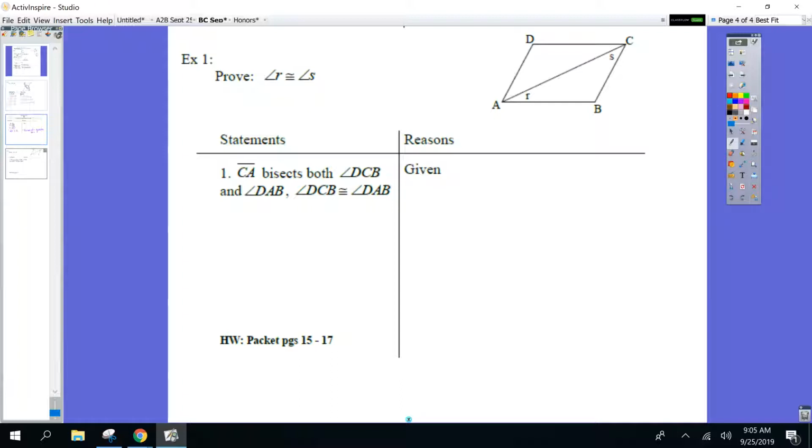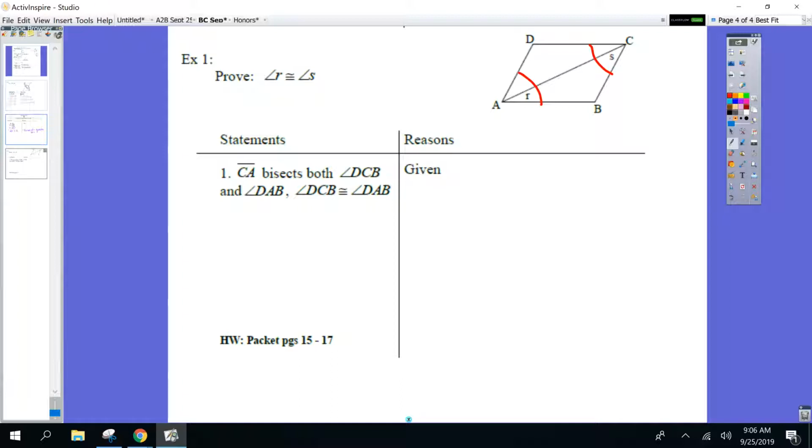Everyone look for where DCB is. DCB. Let's mark it with an arc mark. Look at DAB. Mark it with an arc mark. And what are you doing to those two angles? How do you know you're cutting them in half? Because you see bisection, you know what that means from unit 1.